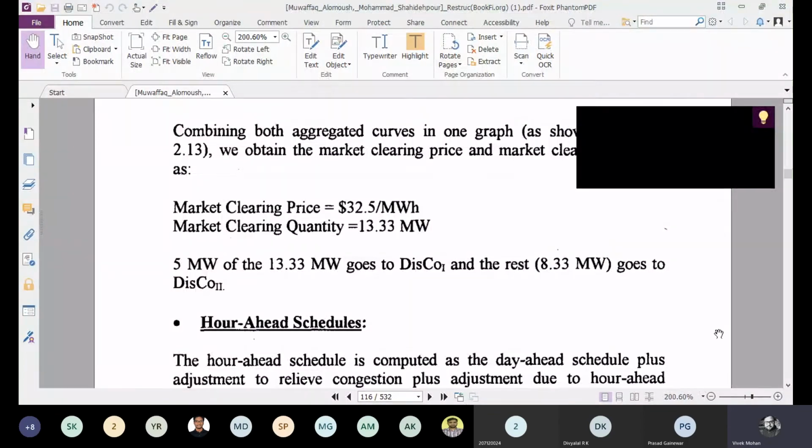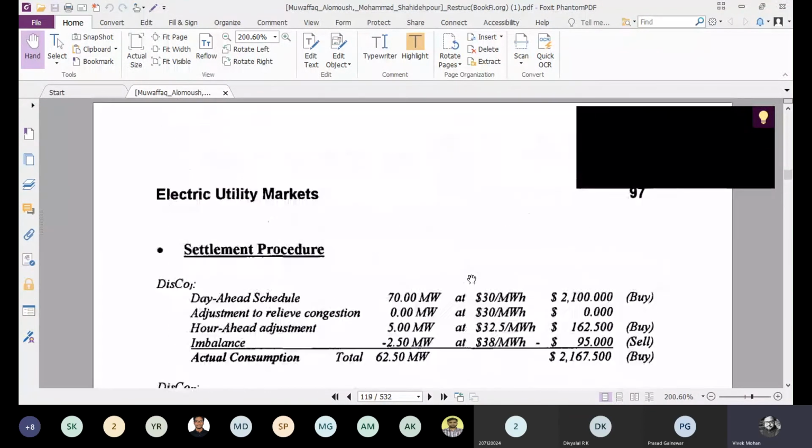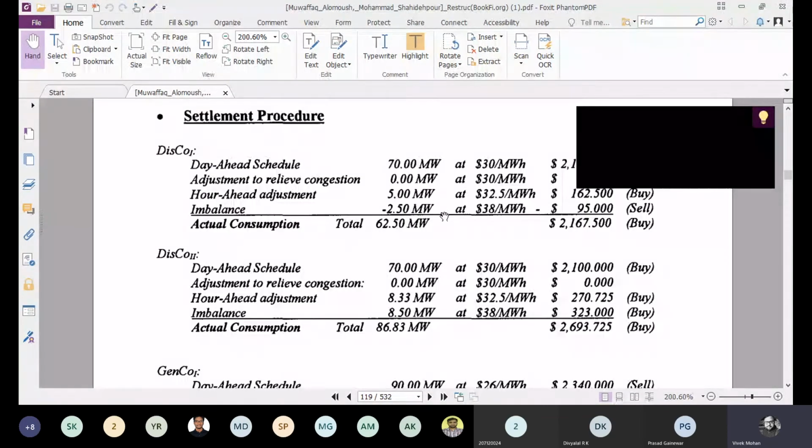$32.5, right? So the market clearing price is 32.5 here. That is what I was searching for. So this 5 megawatts, the overhead adjustment at $32.5 per megawatt hour, is the amount paid to the generator. This is also buying power, but the money outflow is $162.5. Now there is an imbalance, right?